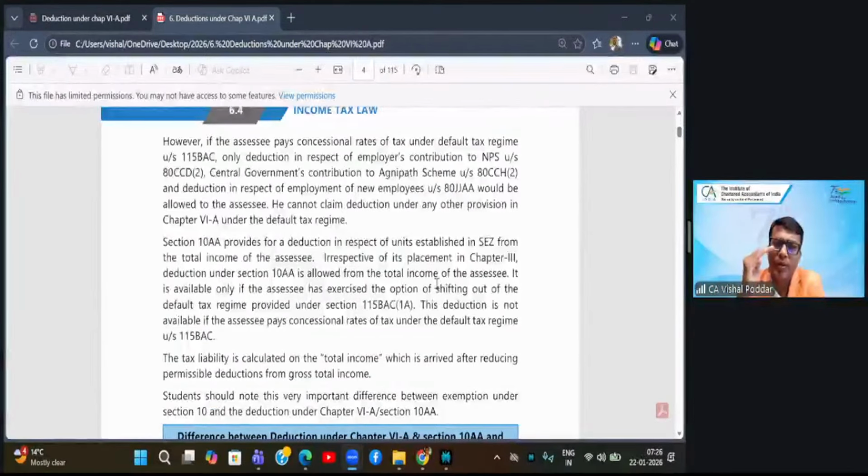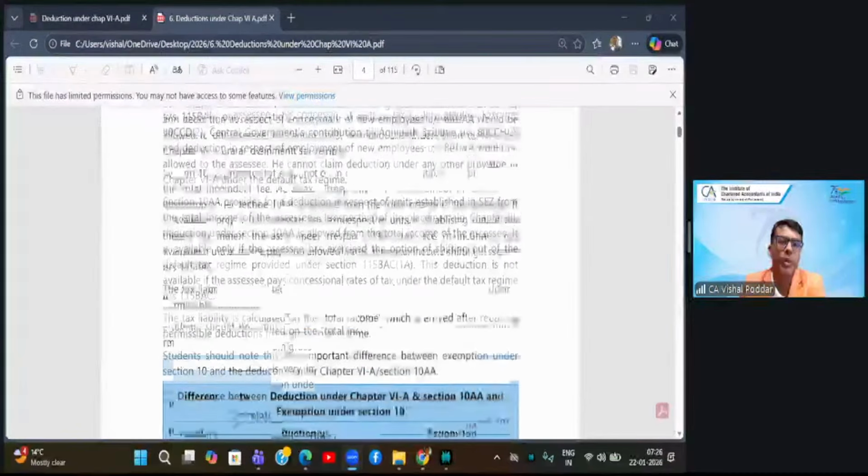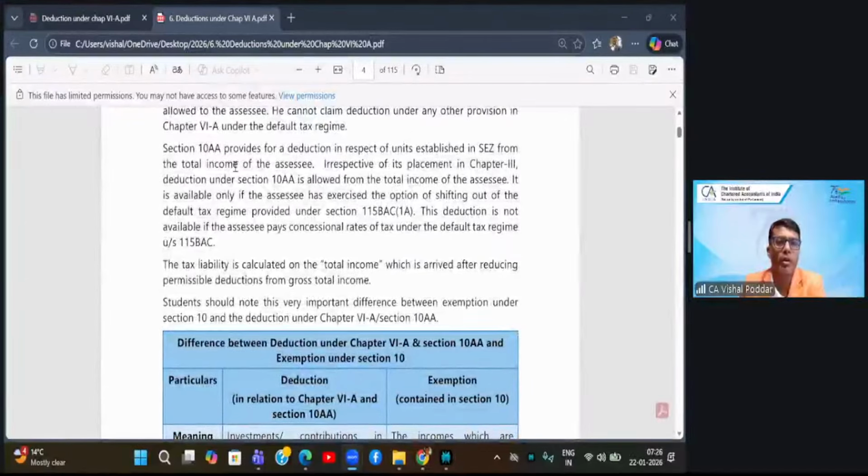Because despite being in section 10, it is not an exemption, it is a deduction, right? So irrespective of its placement in chapter 3, deductions under 10AA are allowable from total income. Again, it is available only if the assessee has exercised the option of opting out of the default regime. This deduction is not available if the assessee pays tax under the new regime or the default regime.